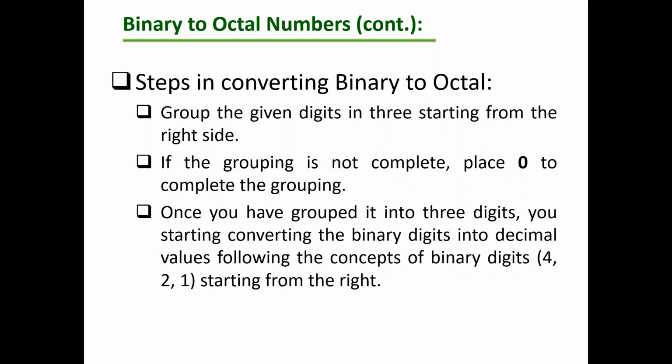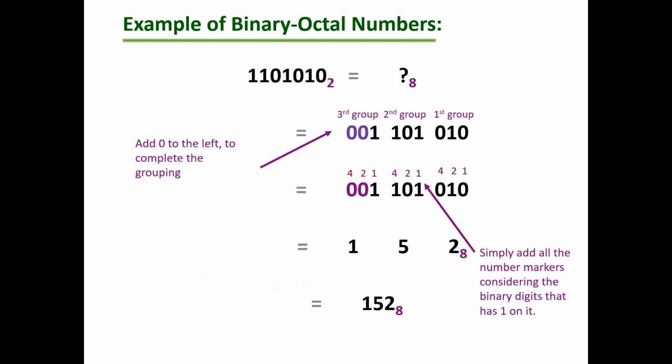Okay, the steps in converting binary to octal: group the given digits in 3 starting from the right side. If the grouping is not complete, place 0 to complete the groupings, kasi by 3 yung groupings niyan. Once you have grouped it into 3 digits, you start converting the binary digits into decimal values following the concept of binary digits 4, 2, 1 starting from the right. So para mas maintindihan ninyo, ito po yung ating demonstration. Magko-convert tayo ng 1101010 sa octal.